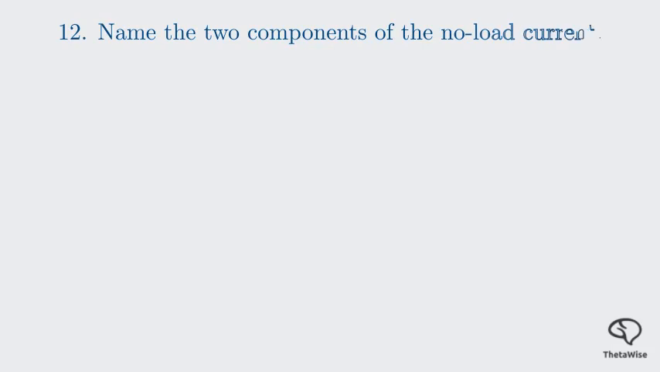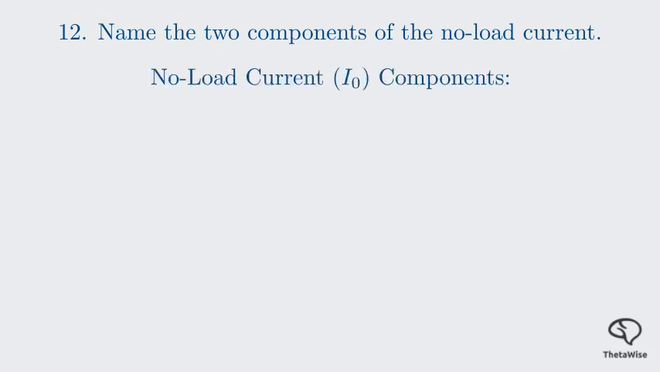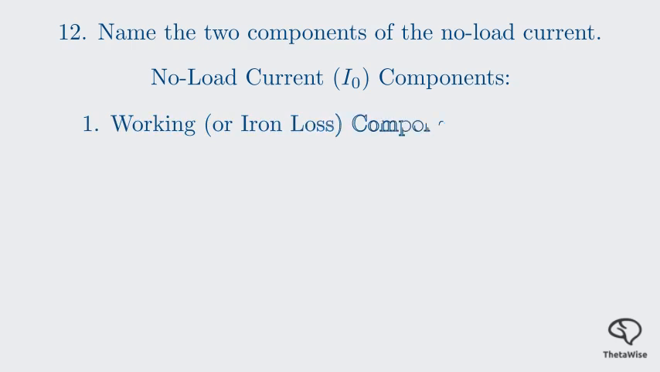Following directly from our circuit diagram, question 12 asks us to name the two components of the no-load current. The no-load current, I0, drawn from the supply, is composed of two orthogonal components. The first component is the working or iron loss component. We label this Iw. It is in phase with the applied voltage and is responsible for supplying the constant core losses, P0, in the transformer. It's the component that does the work of overcoming these losses.